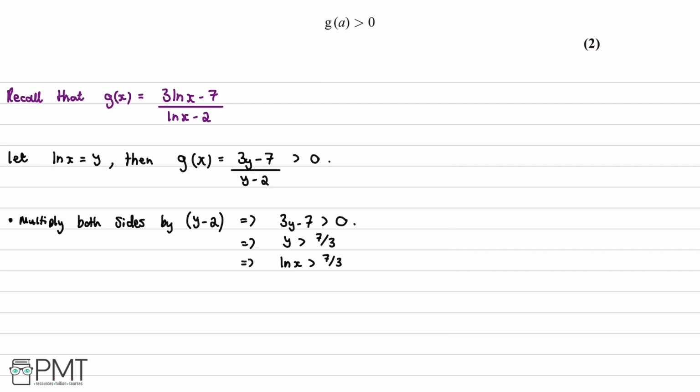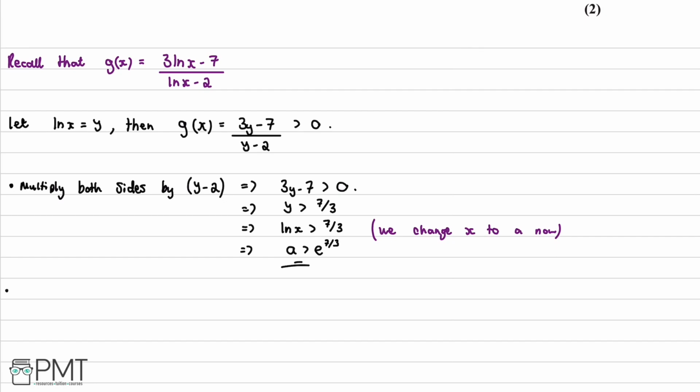And now we want to work in terms of a. So I'll just write in brackets, we change x to a. So what we can do now is take the exponentials of both sides, which is going to leave us with a is going to be greater than e to the power of 7 over 3.